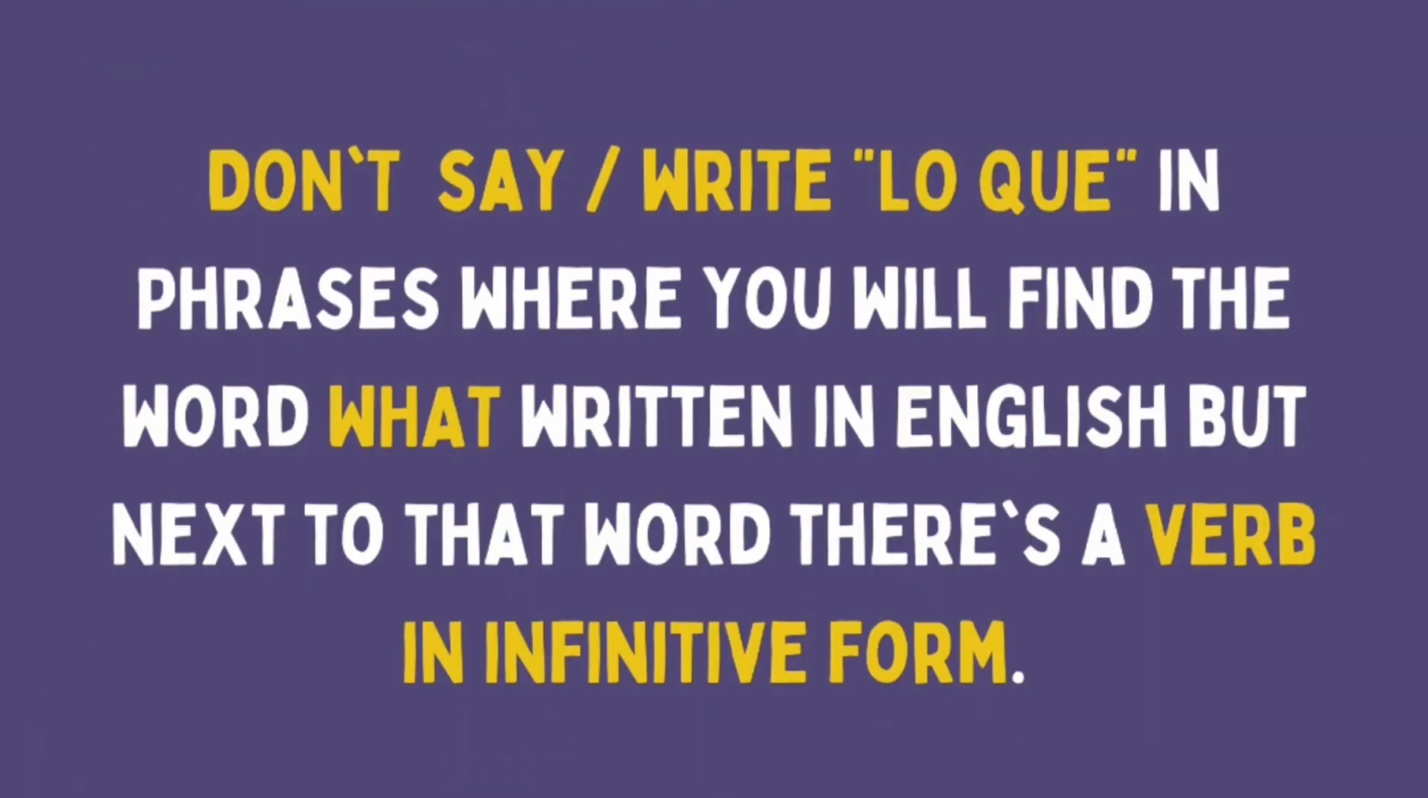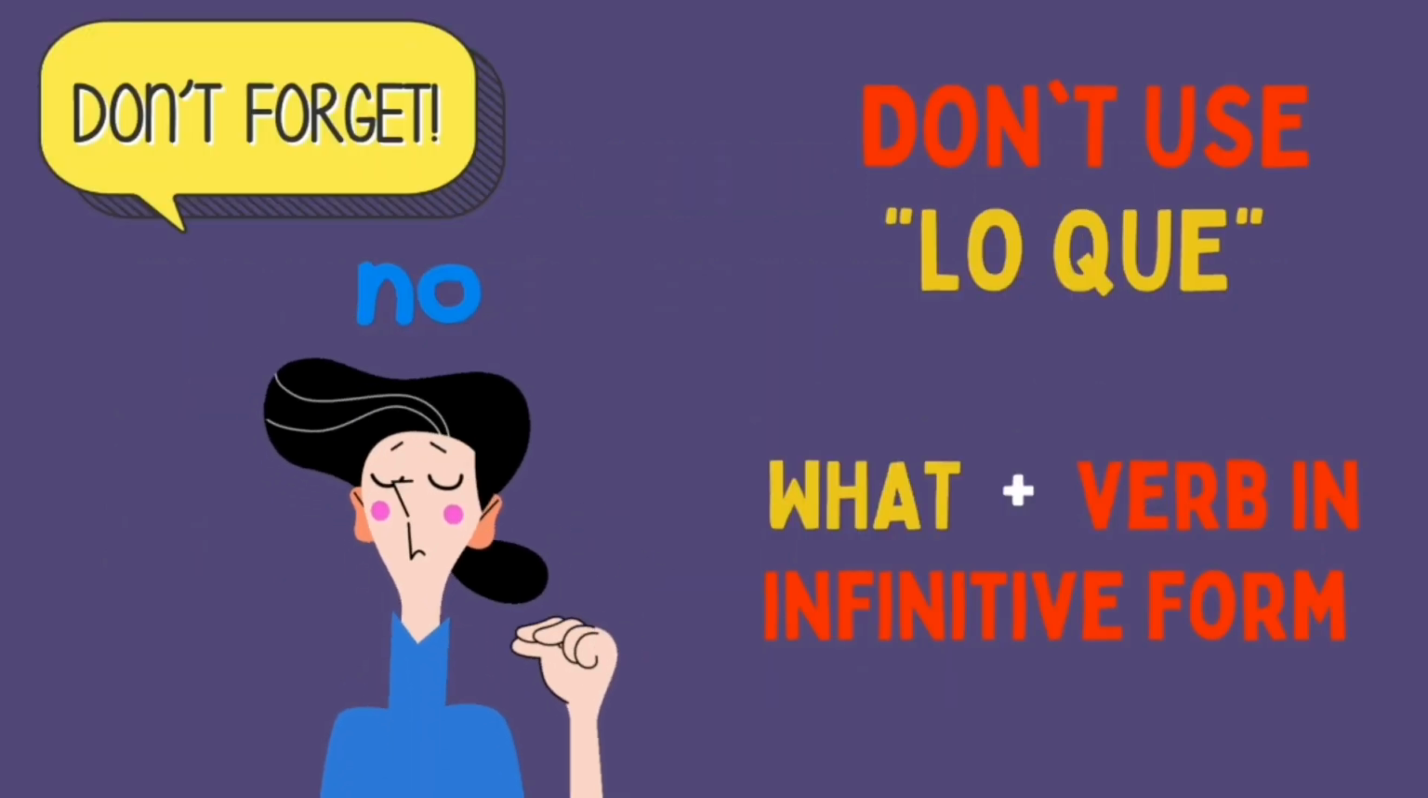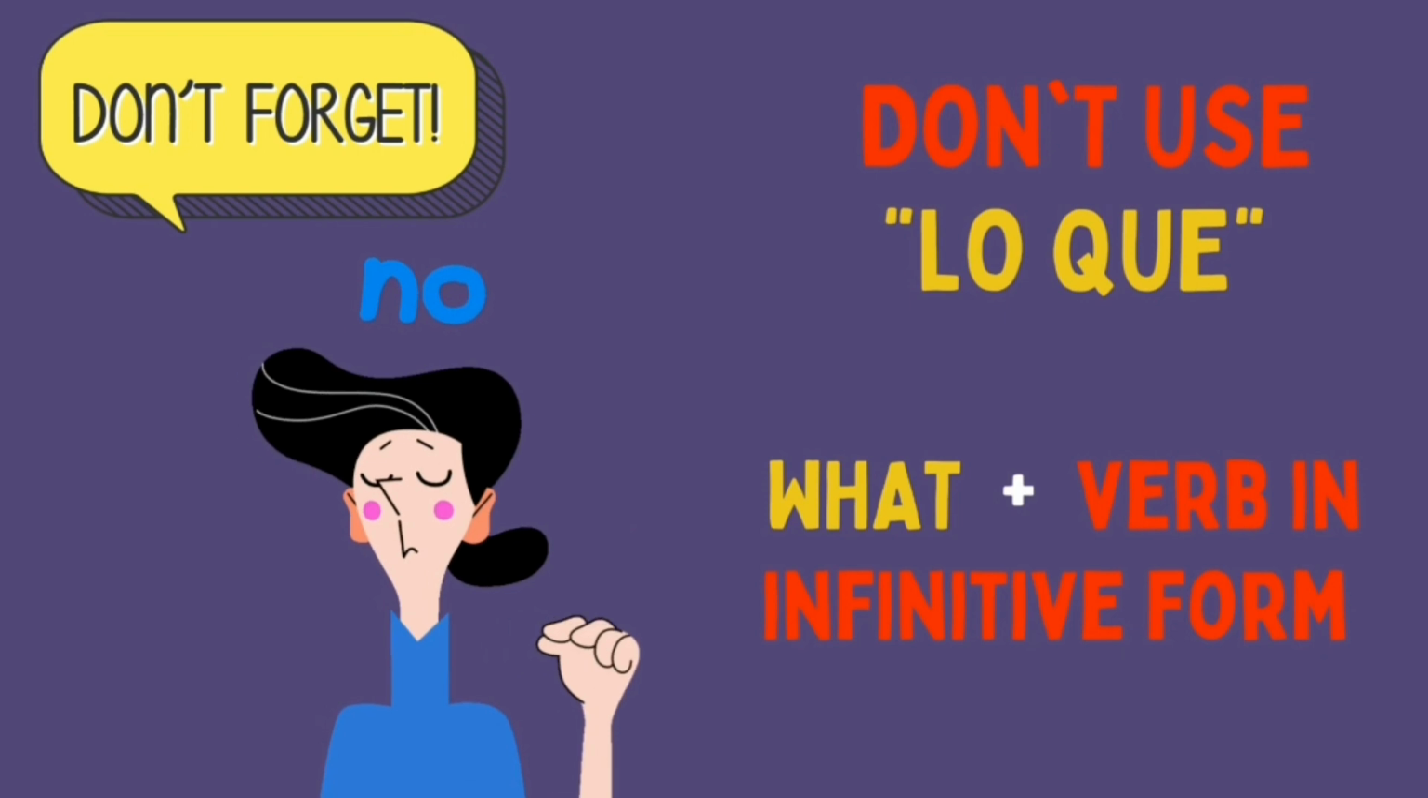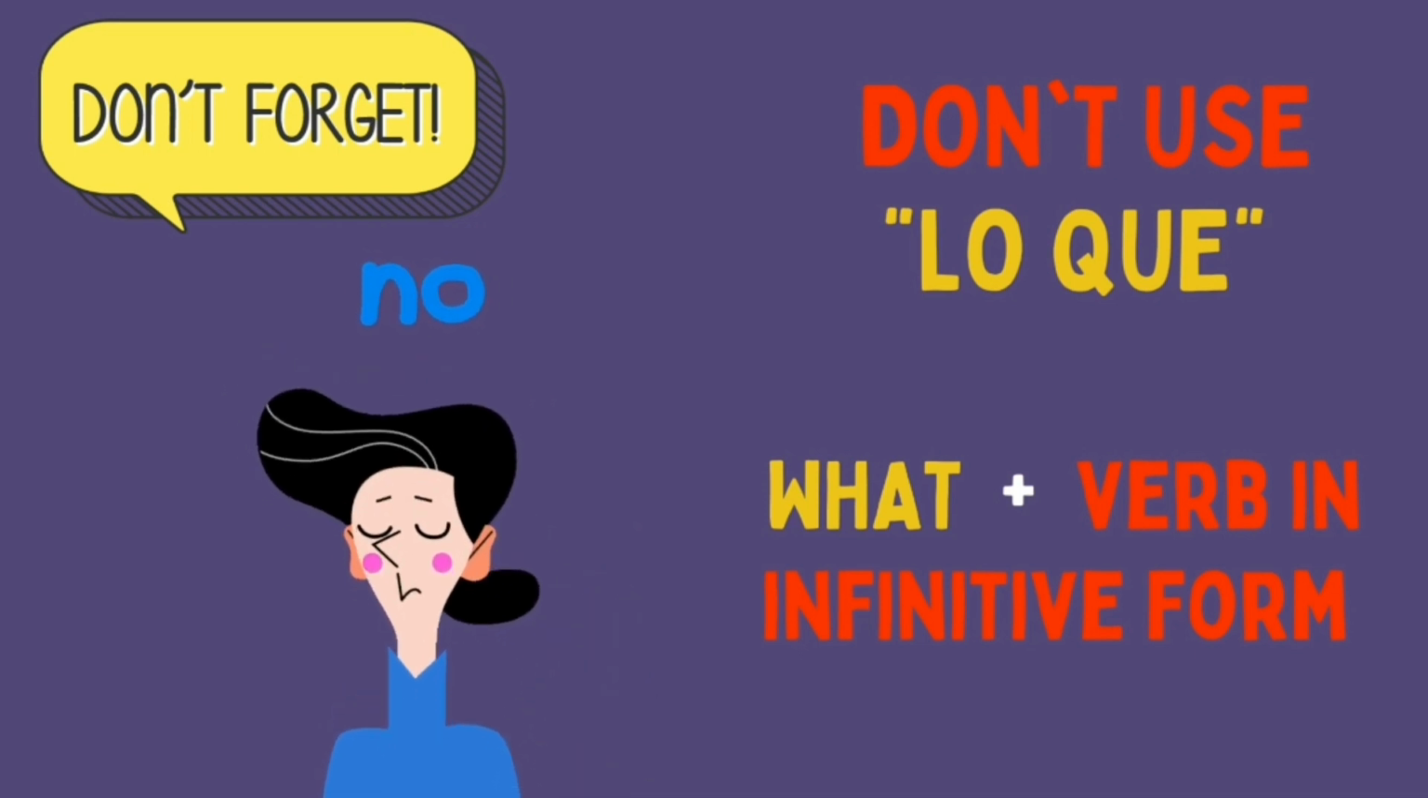All right, so now let's see another special case, okay? Don't write lo que, in Spanish, in phrases where you will find the word what written in English, but next to that word, there's a verb in infinitive form, okay? Now let's see what we're talking about with examples, okay? As you can see, don't use lo que if you are having the word what, but next to that word, you're having a verb in infinitive form, then you don't have to say lo que. You don't have to use this word, okay? Now let's see some examples so you will understand this better, okay?